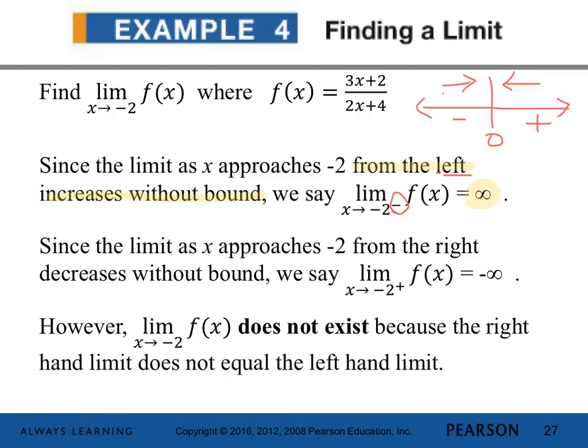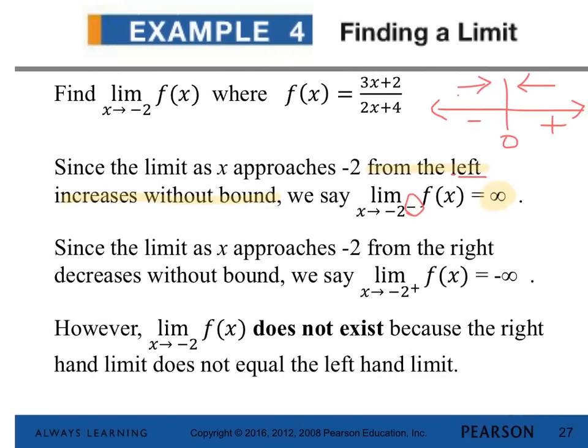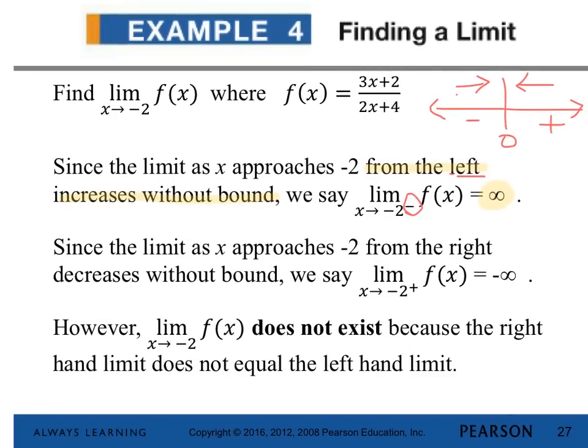Also notice that as x approaches -2 from the right, we say it decreases without bound because it's approaching negative infinity. And once again, the fact that it's from the right means that we're approaching from the positive side.